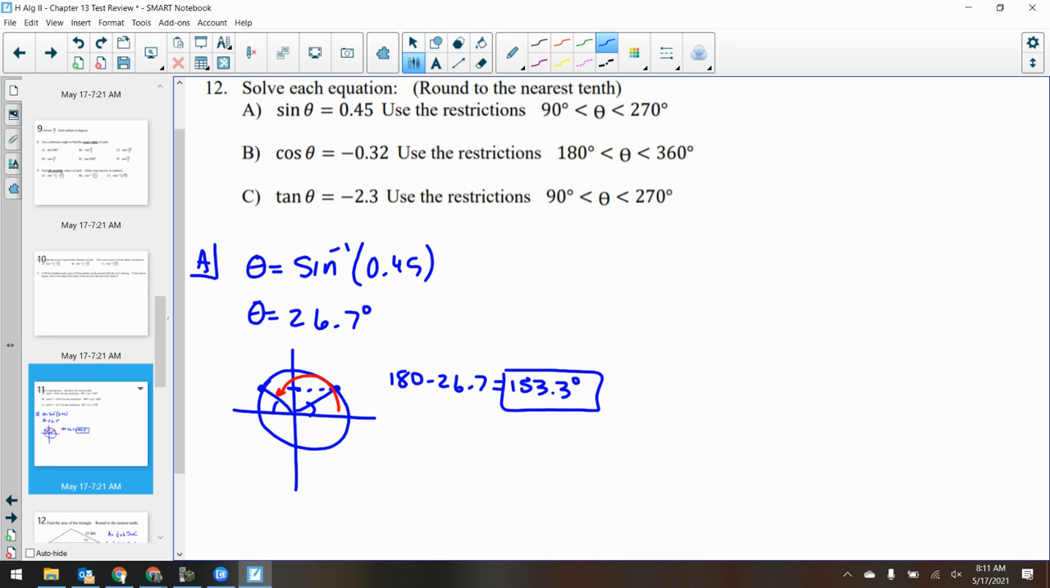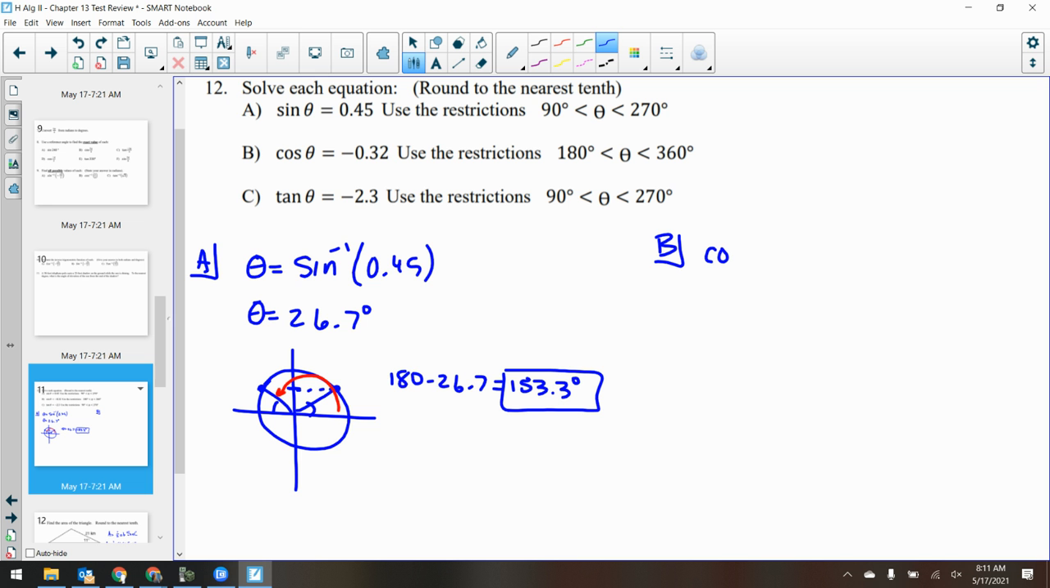Do you always subtract it from 180? It all depends. You have to draw it out and reason it through. If it's sine, usually yes. If it's tangent, definitely not. And we'll see why in a second. Take a look at cosine.